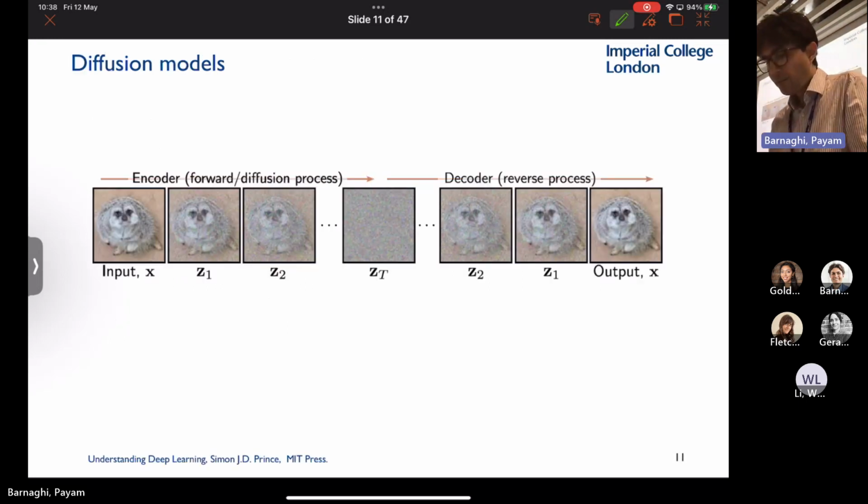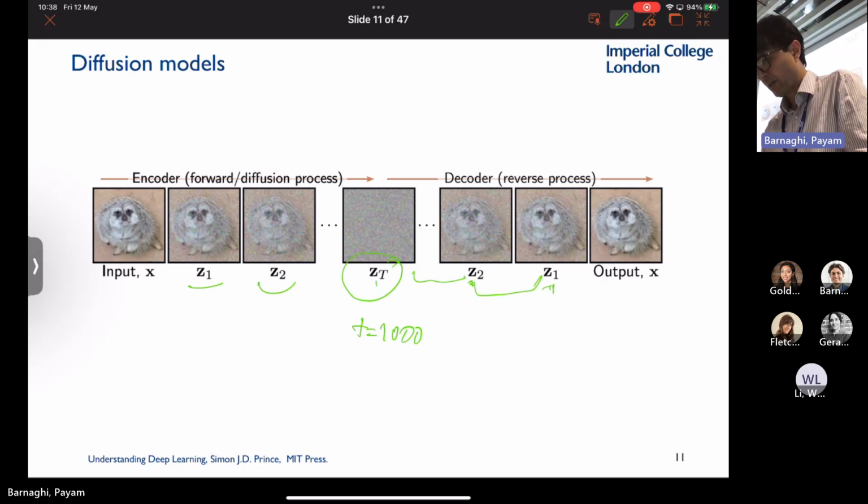Again, you take an input, and in Z1, Z2, at some point in ZT, let's say here T equals 1,000, you get here, and up to here you just have a bunch of parameters you added, and they are fixed, and you define them. Then the training part comes: given this one, you learn this. Given this one, you learn this. Given this one, you learn this.